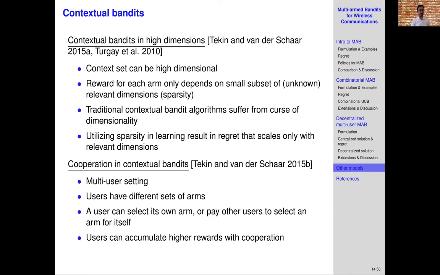Another extension is studying cooperation in contextual bandits. This is a cooperative multi-user setting where users have different sets of arms. A user can select its own arm in each round or pay other users to select an arm for itself. So here, users can accumulate higher rewards by cooperating with each other instead of just playing their own arms.